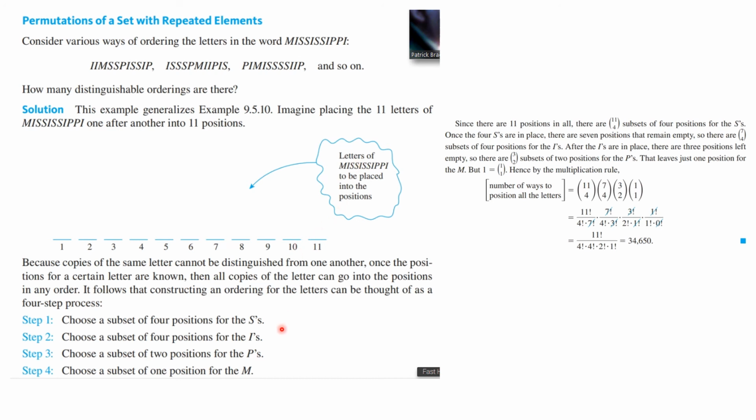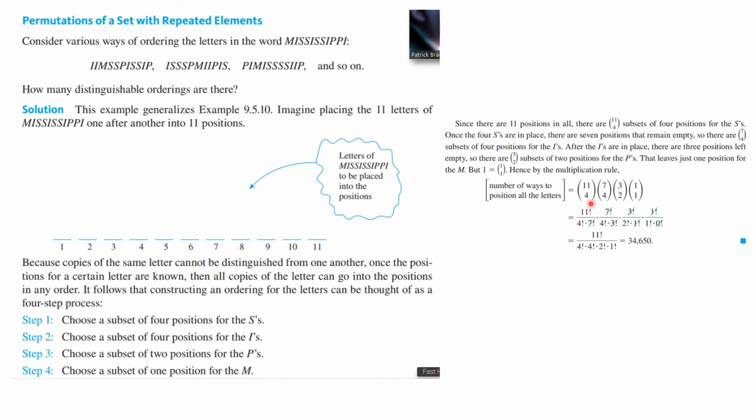And here's 4 steps. Choose a subset of 4 positions where we're going to put the S's, 4 positions where we're going to put the I's, 2 positions to put the P's, and then we have 1 for the M. So we will go through and we will calculate that.